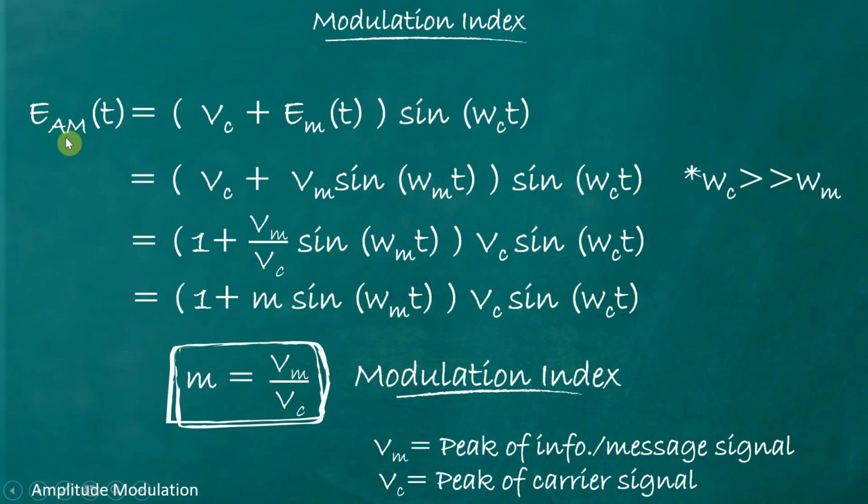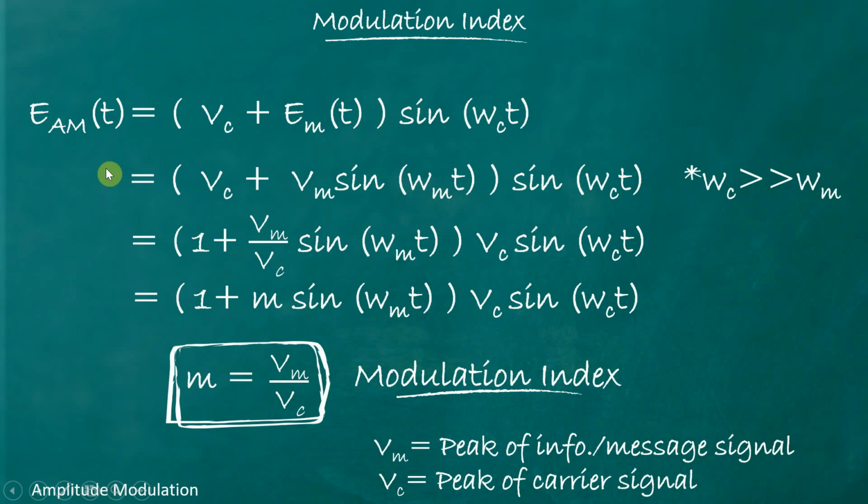So the equation of amplitude modulated signal is Vc plus e_m(t) into sin ωct, where e_m(t) is equal to Vm sin ωmt, where ωm is the frequency of modulating signal, ωc is the frequency of carrier signal, where ωc is greater than ωm.